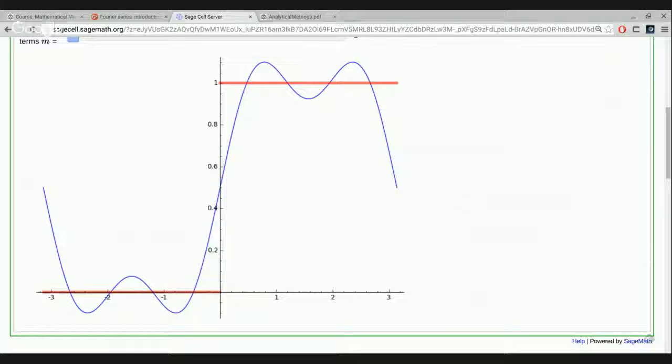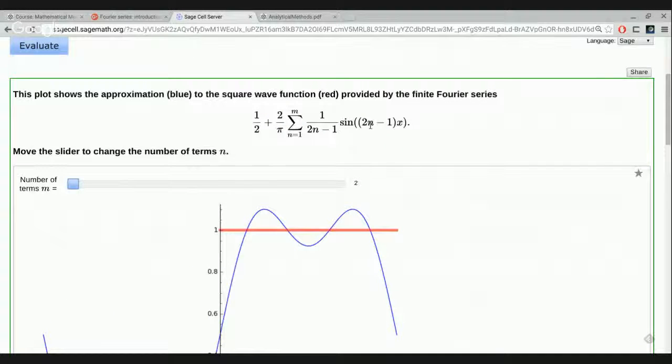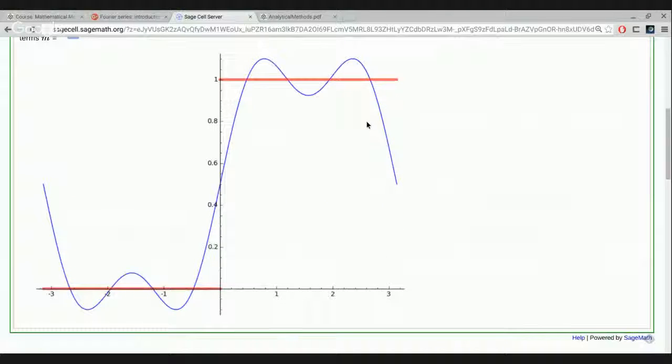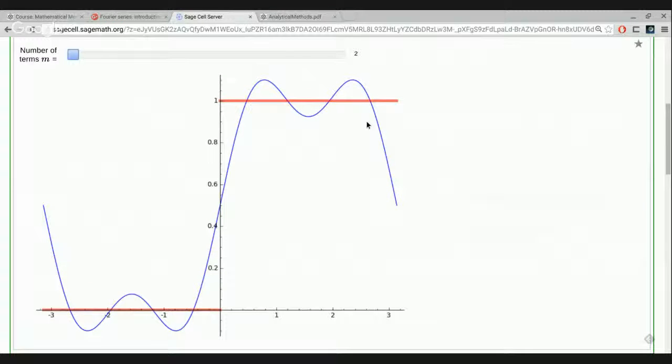As you bring in more and more sine functions, remember they're evaluated at sine of some increasing odd multiple of x. So the sine functions you're bringing in have a higher frequency, so they go through more oscillations inside the interval minus pi to pi. Here is with m equals 2. So we've got the constant 1/2 and 2 sine functions.